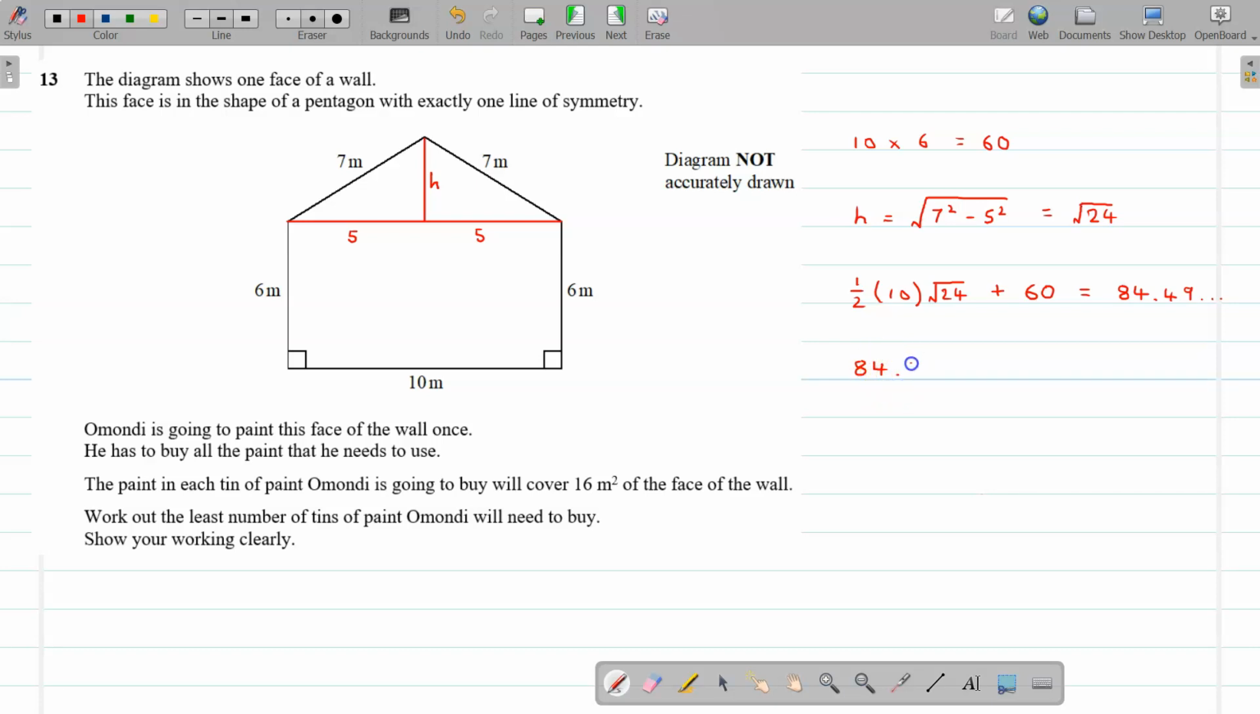So if I put 84.49, divide that by 16, I'm going to have to round that up, okay, because if I need more than a certain number of tins, I've just got to round up all the time. So that comes to 5.28, and therefore 6 tins are needed, 6 tins. Okay, as long as that's clear and your answer's clear, the working shows how I got it, that's done.